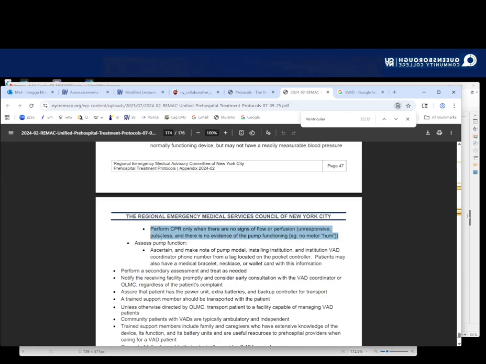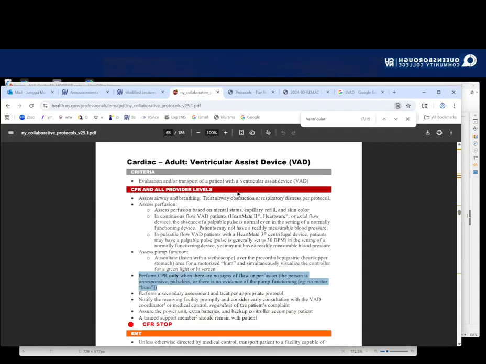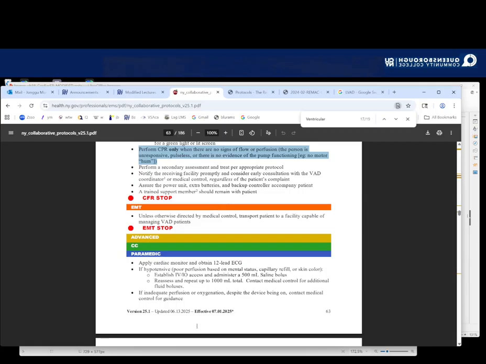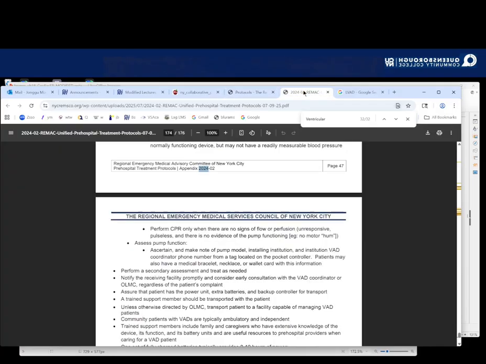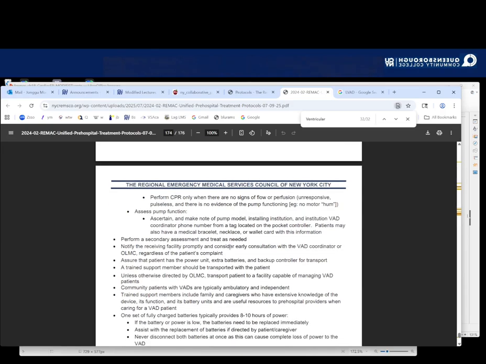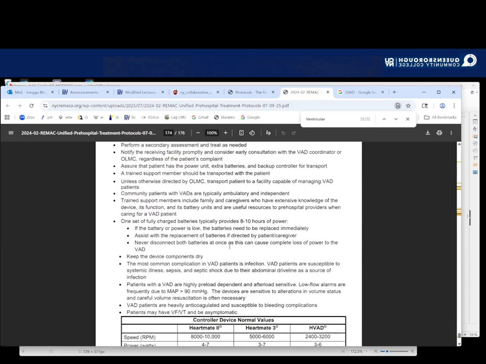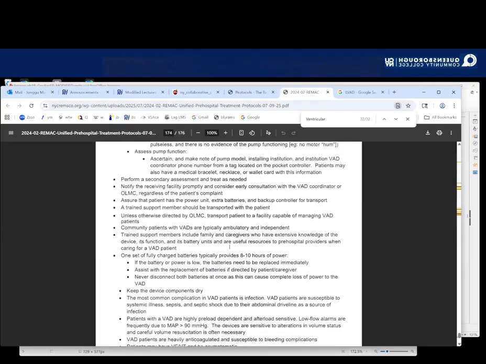That's what New York State says, and there's no evidence of pump function, such as no motor hum. This one is from 2024, the last update. The New York State protocol is from July 2025. So okay, I guess according to New York State and New York City, there is no modern LVAD that generates a pulse. Instead, they still just go by the humming, the propeller hum. Okay, that makes sense.